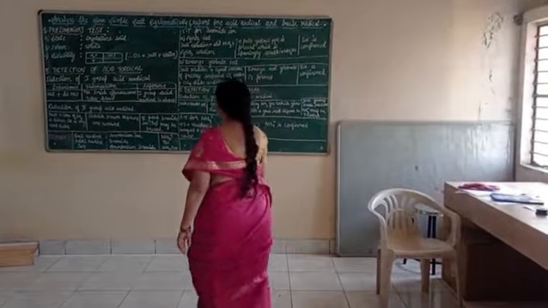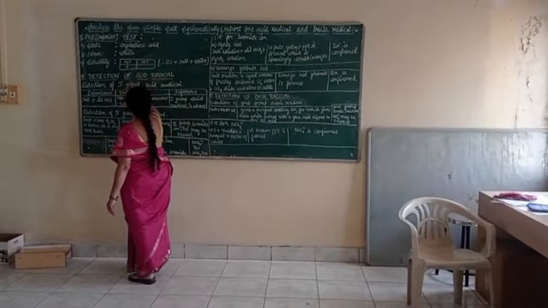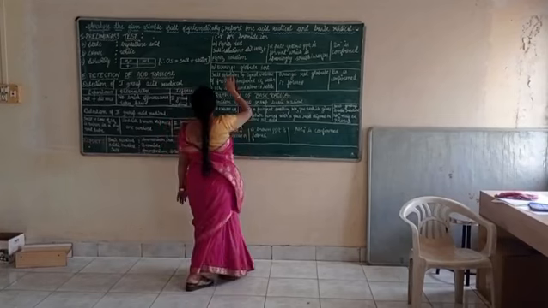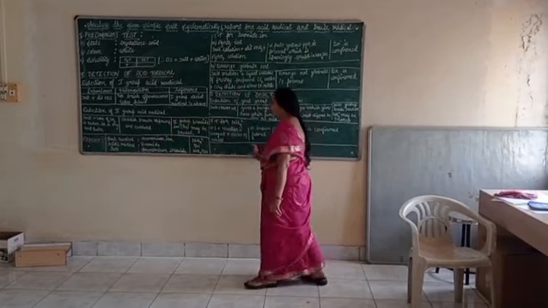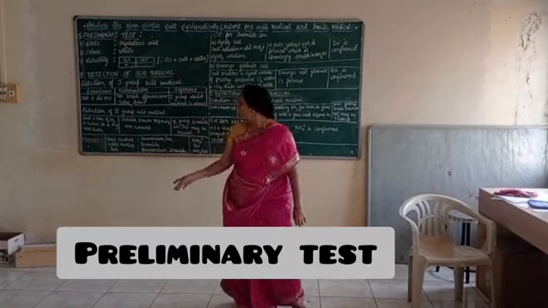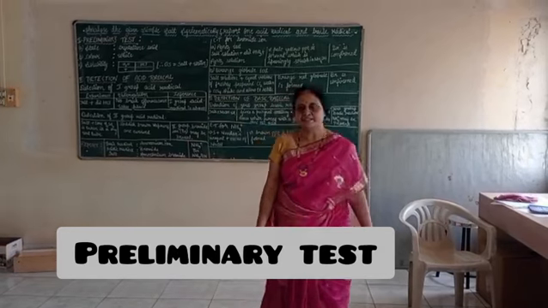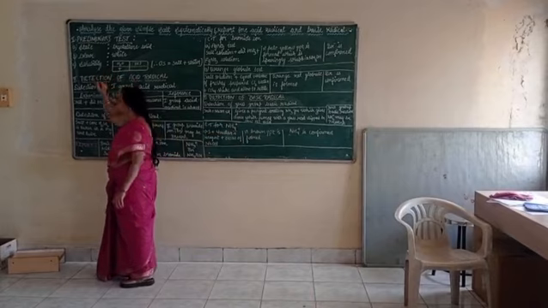First step is the preliminary test. Second step is detection of acid radical. Third step is detection of basic radical. And the fourth is the report on the result of the experiment. Now, we are doing the preliminary test. The preliminary test contains state, color and solubility.